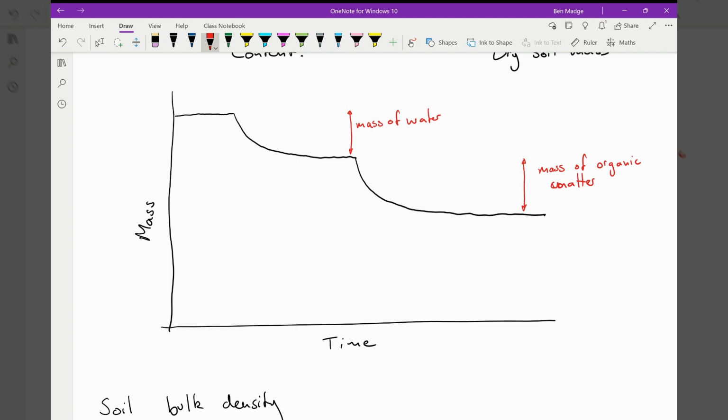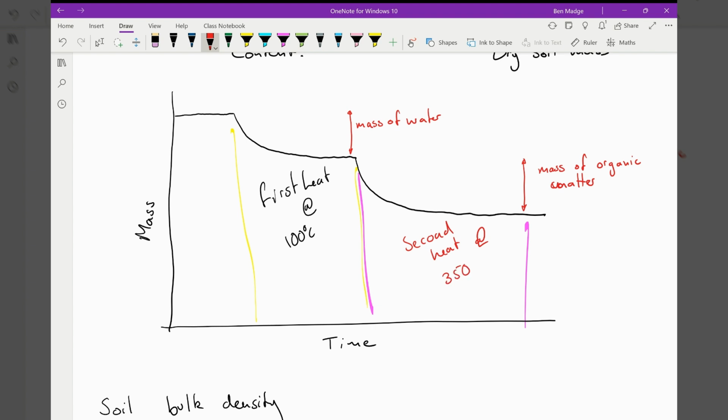Okay, so this is our first heat at 100 degrees centigrade, and over here we've got our second heat at, let's say, 350 degrees C. Okay, and that's oxidizing, or combusting, our organic matter.